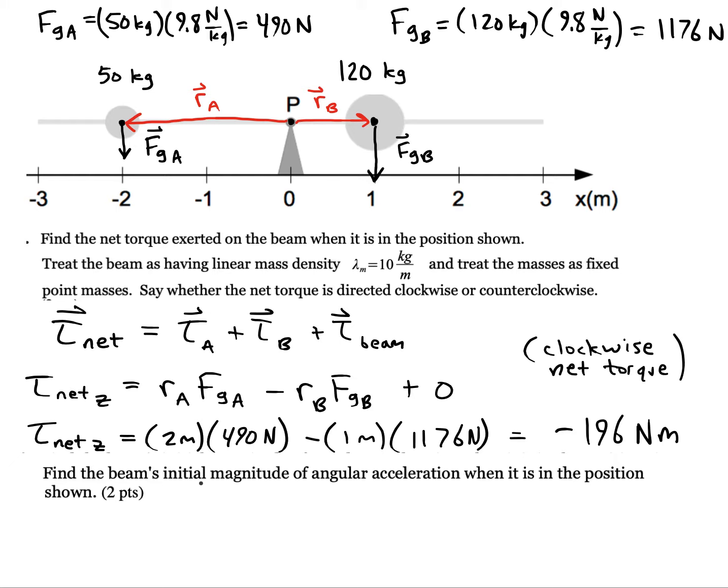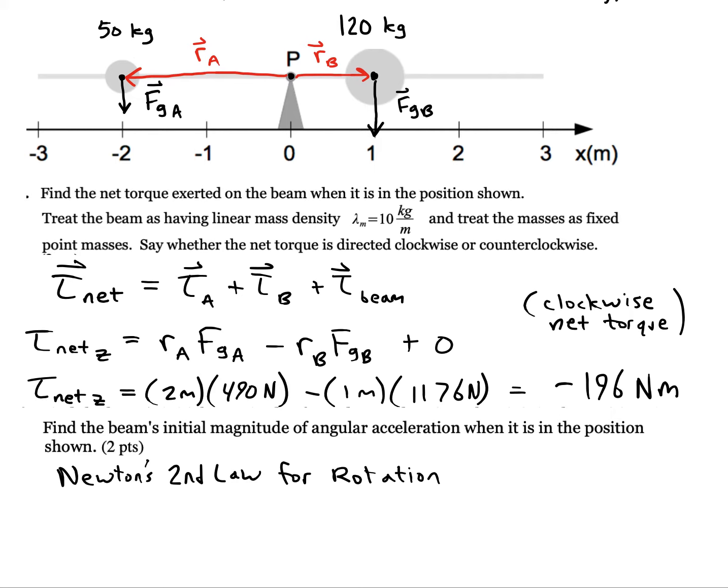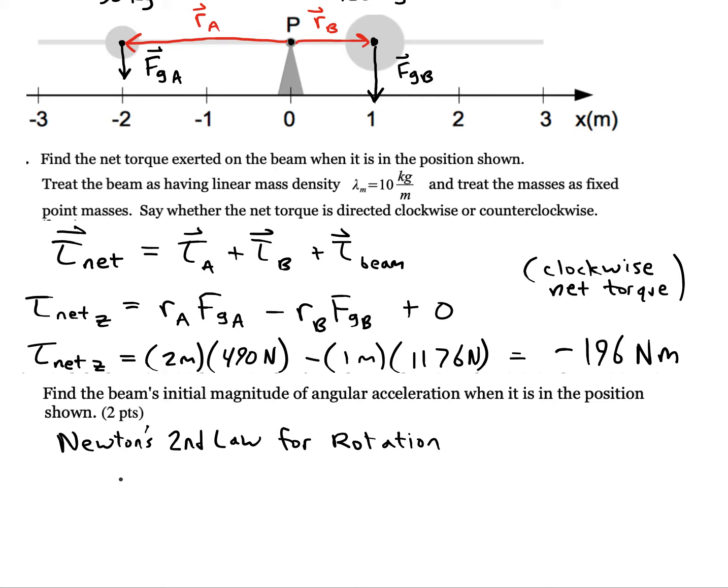Next, we want to go on to find this beam's initial magnitude of angular acceleration when it's in the position shown. So now we want to use what's called Newton's second law for rotation. And the way that works is, instead of saying that the sum of the forces equals MA, we're going to say that the sum of the torques equals I alpha.